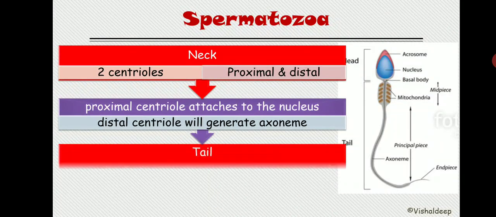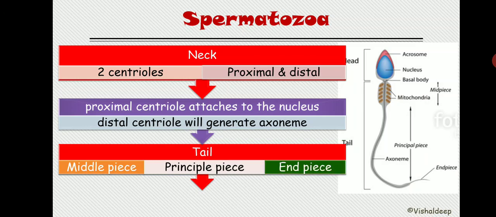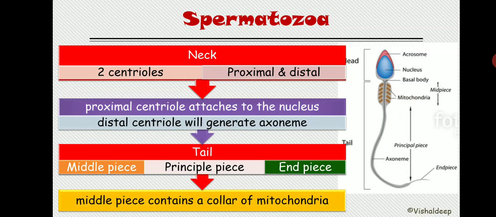Now as far as the tail is concerned, tail has three segments. One is the middle piece that is drawn over here, the mid piece. This portion is the principal piece, and finally the end piece, right? So tail has basically three portions, and you can see in this mid piece there is mitochondria. The middle piece will contain a collar of mitochondria, and the motility of the sperm will be 1 to 4 millimeter per minute.